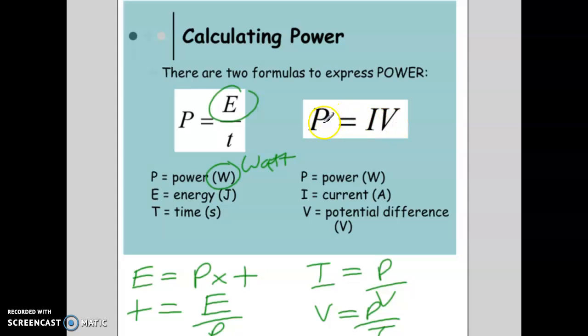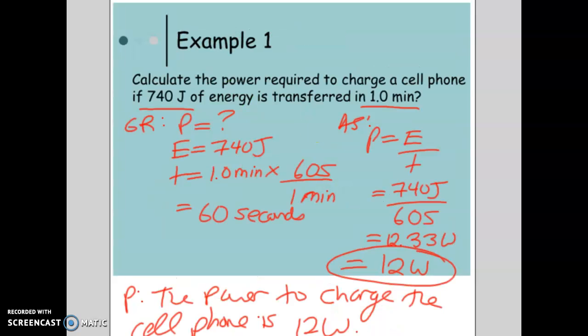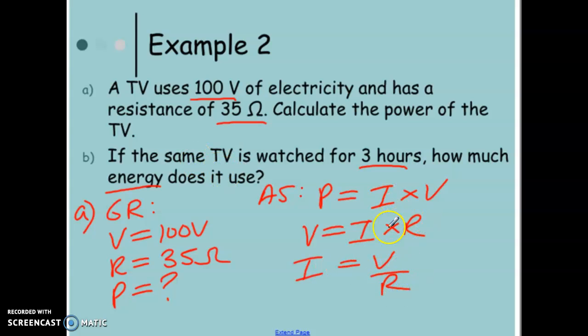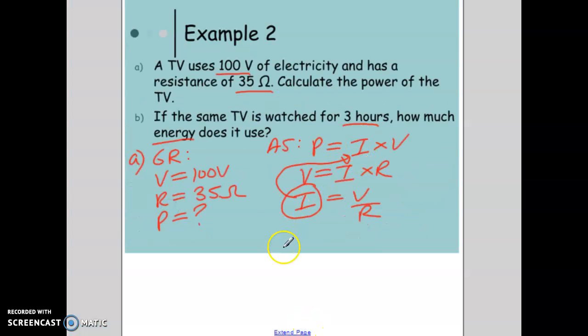Okay, so power is equal to I times V. We have V, but we don't have I. However, we have V and R. So we're actually going to have to use Ohm's law here. V is equal to I times R, so I is V over R. So we need to first solve for I using Ohm's law because we have that information. Then plug it in and solve for power.